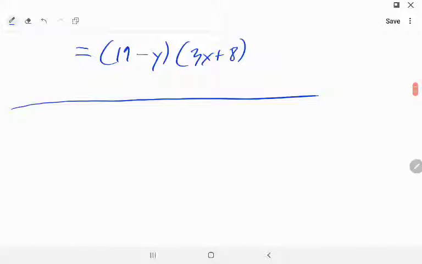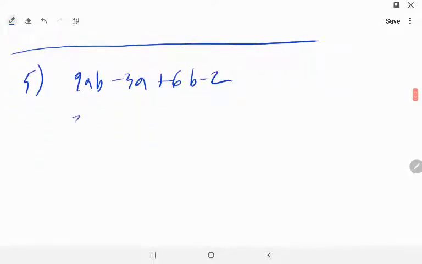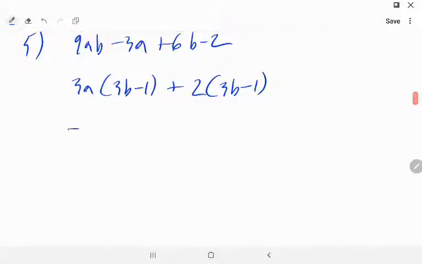Number 5, we're looking at factoring by grouping. So we got 9ab minus 3a plus 6b minus 2. We notice that the first two terms have a common factor of 3a, which leaves us with 3b minus 1. And then the second pair of terms has a common factor of 2, leaves behind 3b minus 1. And so we get the quantity 3a plus 2 times the quantity 3b minus 1.